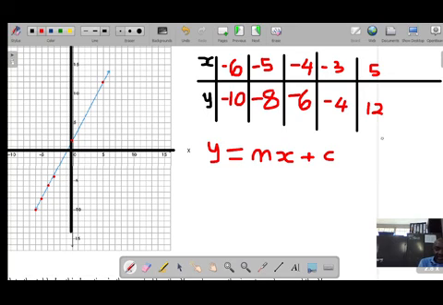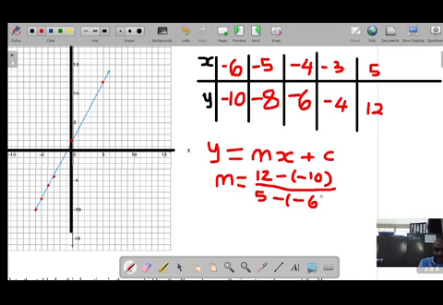Like I can say this is y2, that's 12, minus 10 over 5 minus 4. What did I say? M, the gradient, equals change in y. That means taking the y value here, that's 12, then minus negative, minus -10. Then divided by 5 minus -6.